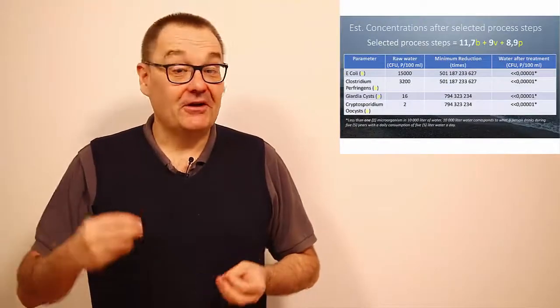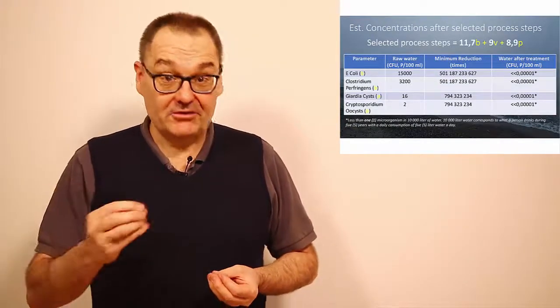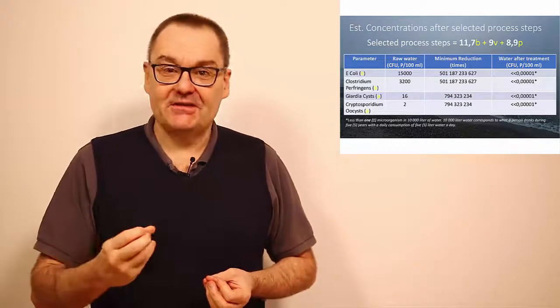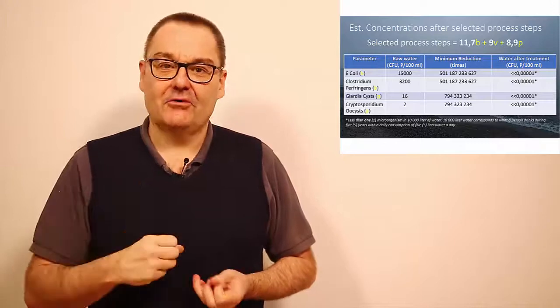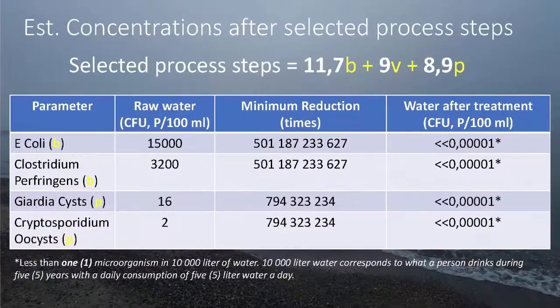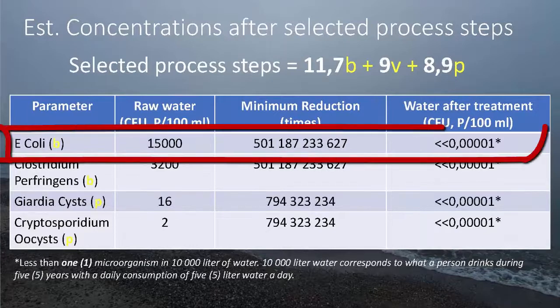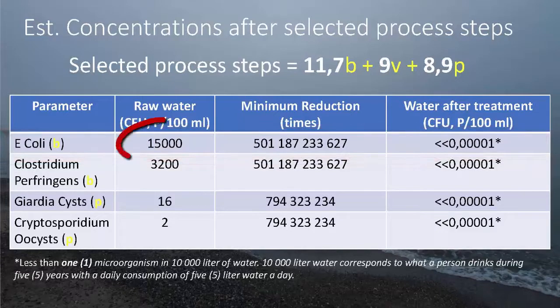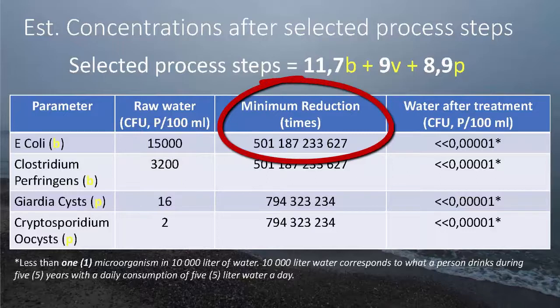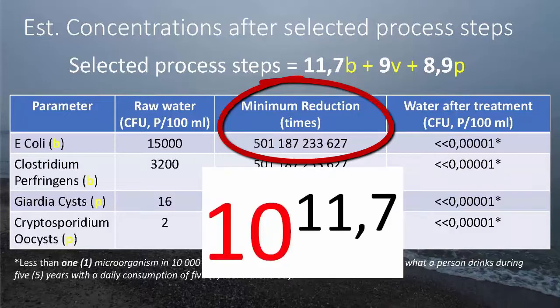What are the effects of the ultrafiltration step, the reverse osmosis step, the UV step, and finally the hypochlorite step? Let's have a look at this table, and I will use E. coli as an example on how to arrive at what concentration we could have after these 4 treatment steps in regard to microorganisms. As you see here, E. coli, we estimated 15,000 E. coli in our treated wastewater. And here you have minimum reduction times, which is a huge number. And that is of course equivalent to 10 to the 11.7 log.